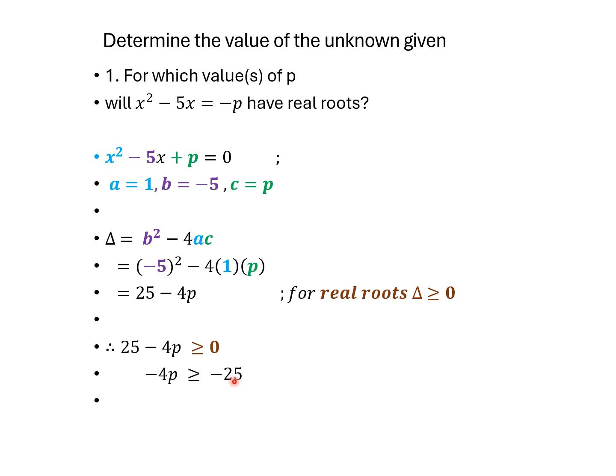This is going to become negative 25 divided by negative 4, but now it reads p less than or equal to 25 over 4. Take note, negative divided by negative becomes positive. And there's my answer: p less than or equal to 25 over 4 for this to have real roots.